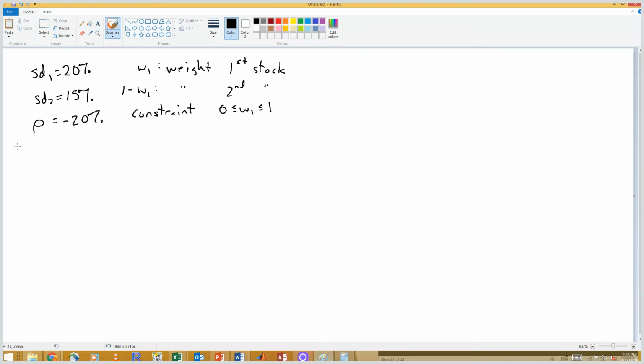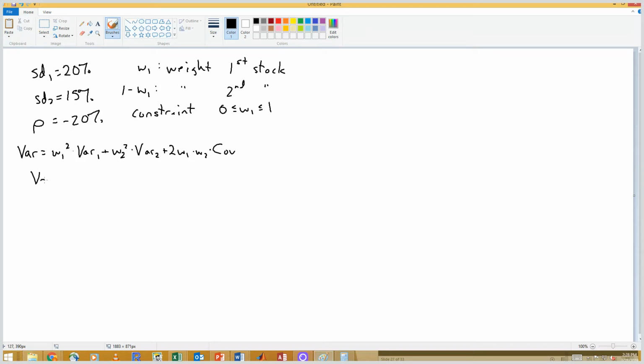So if I look at the variance of a portfolio of two stocks, that's going to be W1 squared times the variance of the first stock plus W2 squared times the variance of the second stock plus 2W1 W2 times the covariance. Okay, so what do we know? We need to calculate some variances here.